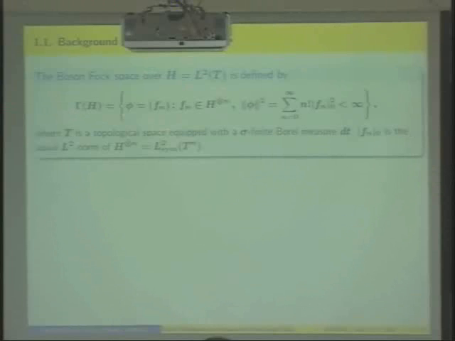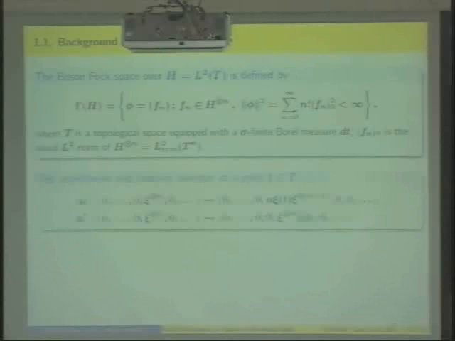That is a Hilbert space consisting of all sequences of functions, F_n, where each F_n is just a symmetric L2 function. And the norm is defined by this summation. And this space is just the collection of such sequences of functions satisfying this finite norm condition.